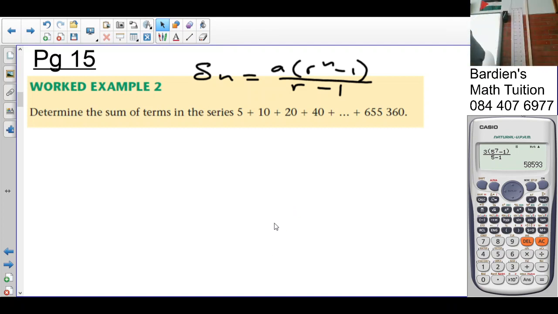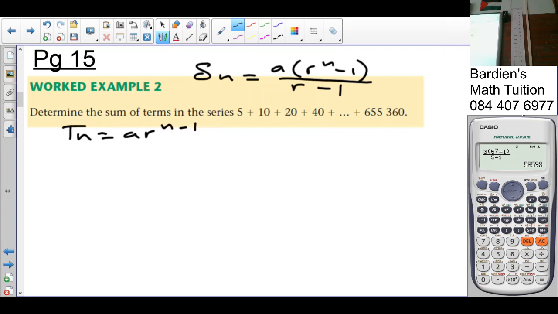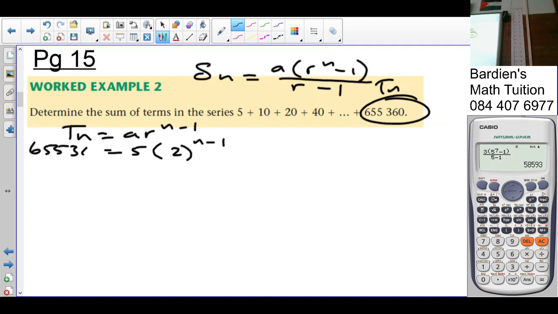Alright, so for the general term, it will simply be Tn is equal to AR^(n-1). Why? Because it's geometric. Your A value is 5, your R value is 2, n minus 1. But we're saying the nth term is 655,360. So what's the first thing we need to do? Divide by 5 both sides.